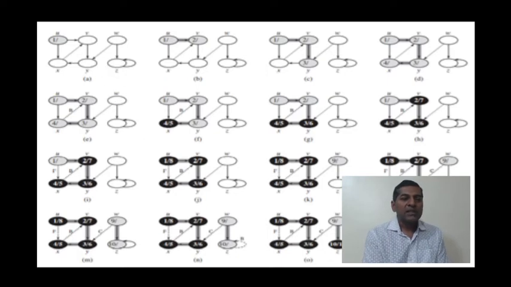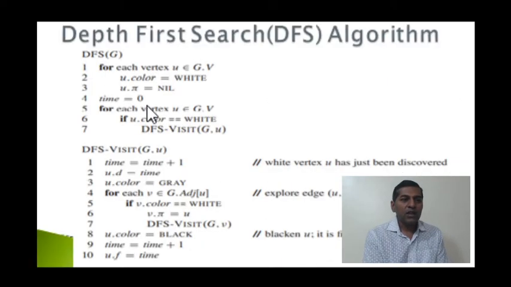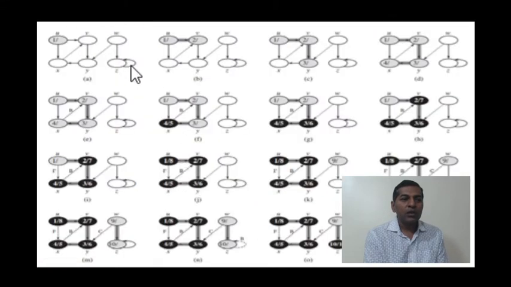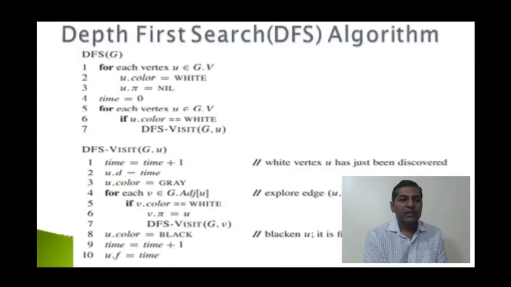In the next stage, we will assign time and collect the first vertex. If it is white, then we will go for visiting it. The first vertex, u, is white. So we will assign a timestamp 1 to it, and we'll shade it gray. This is what it says: we make it gray, and a timestamp is assigned to it.